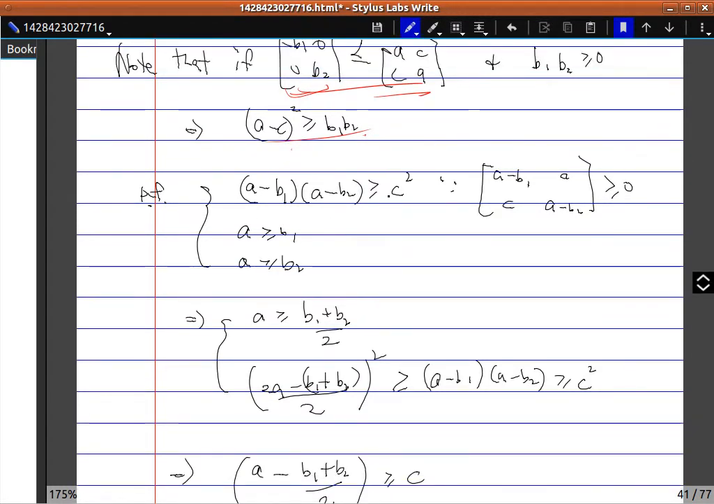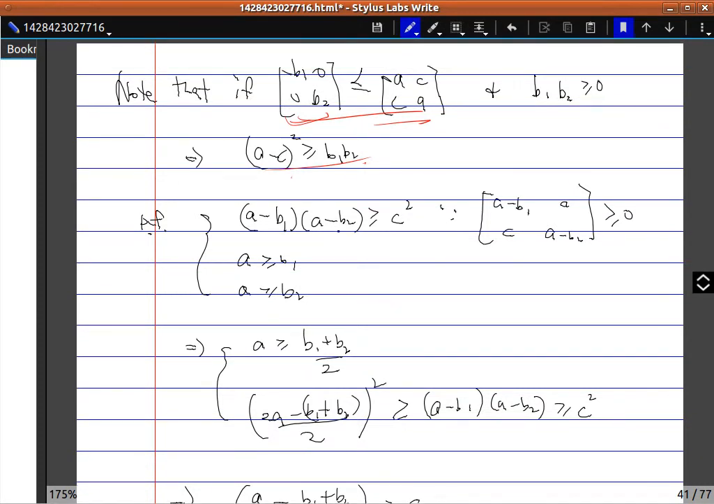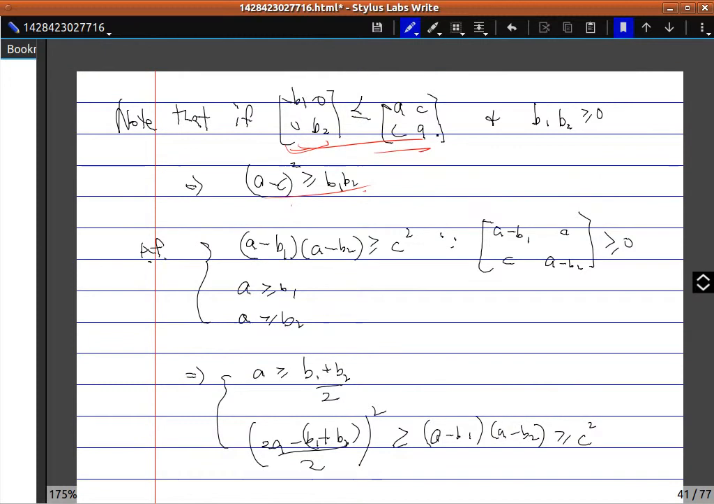This is rather straightforward to show if you are good at solving inequality problems, but let's go through it quickly. If this one is bigger than or equal to this, then this will be positive definite, meaning that the determinant of this has to be bigger than or equal to 0, and also the diagonal term has to be bigger than or equal to 0. So therefore we have these three equations here.